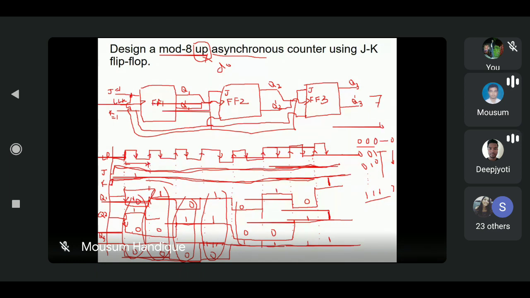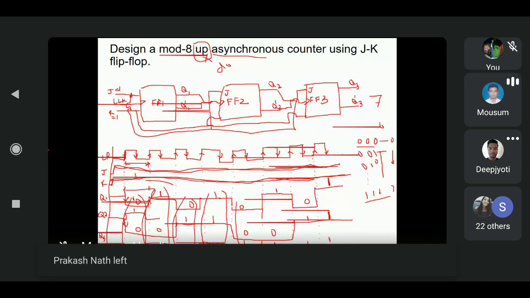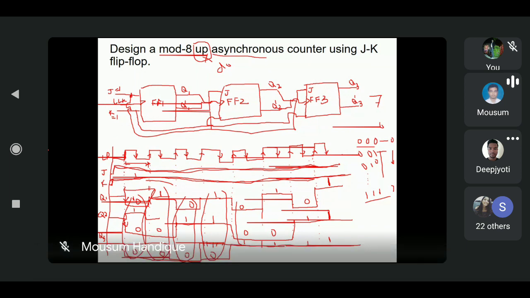So for the binary sequence count, we take Q3 to Q1. Yes, Q1, because we are using 3 flip-flops, so obviously there are 3 outputs: Q1, Q2, and Q3. Obviously Q-1 is also an output, but if you know Q1, then you can know the value of Q-1 because it is the complement.